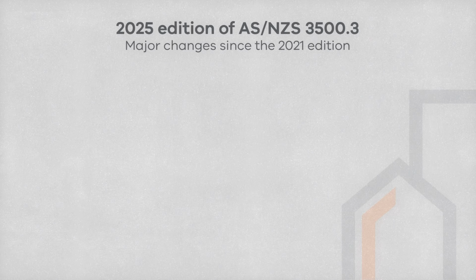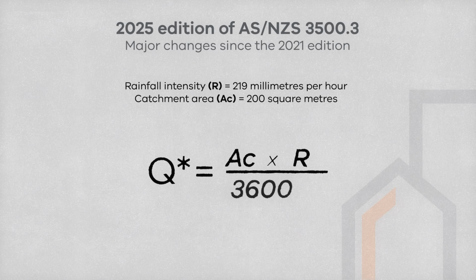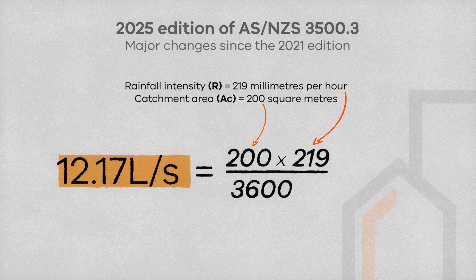Now that we have all the values, let's plug them into the formula in Appendix F.2. We have rainfall intensity R, 219 millimeters per hour, catchment area AC, 200 square meters, using the formula Q* equal to area of catchment times rainfall intensity divided by 3,600. We substitute the numbers and Q* will be equal to 12.17 liters per second. So the design overflow volume for this catchment is 12.17 liters per second.